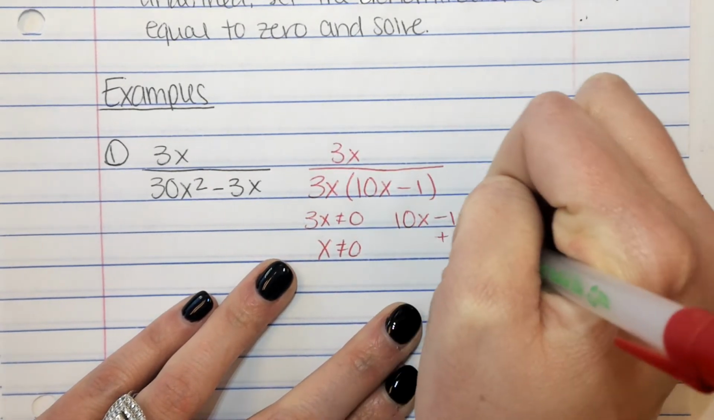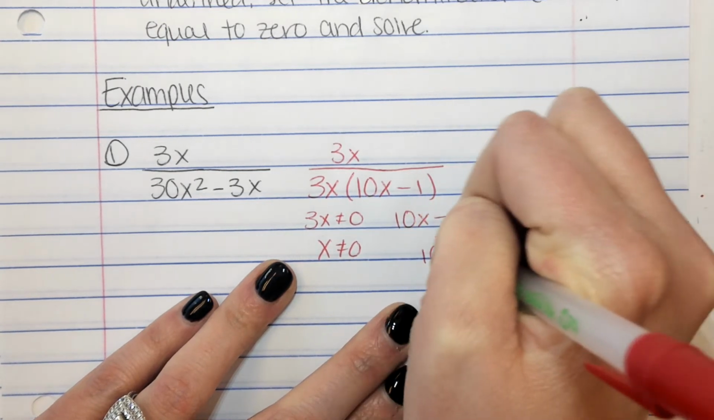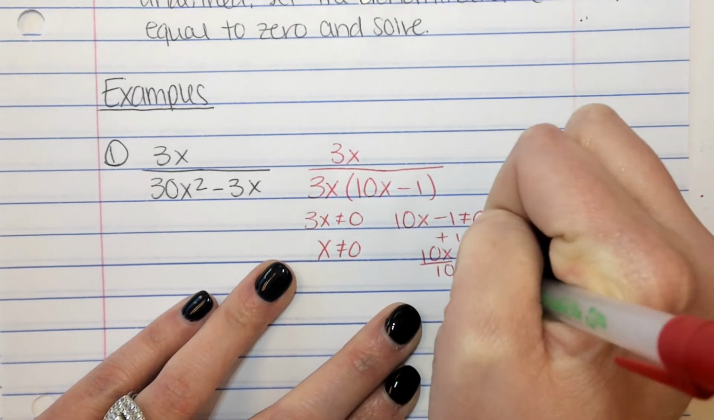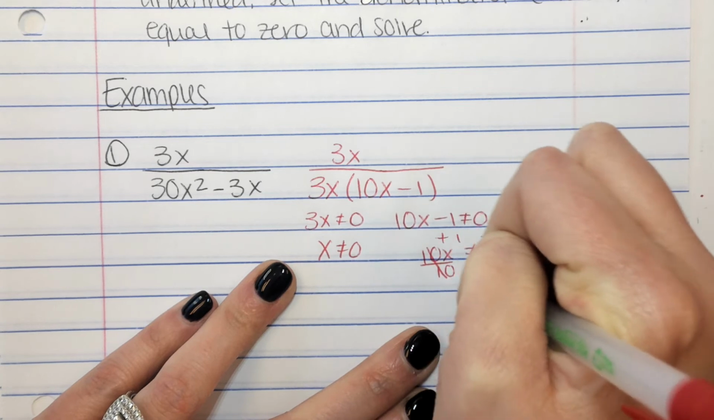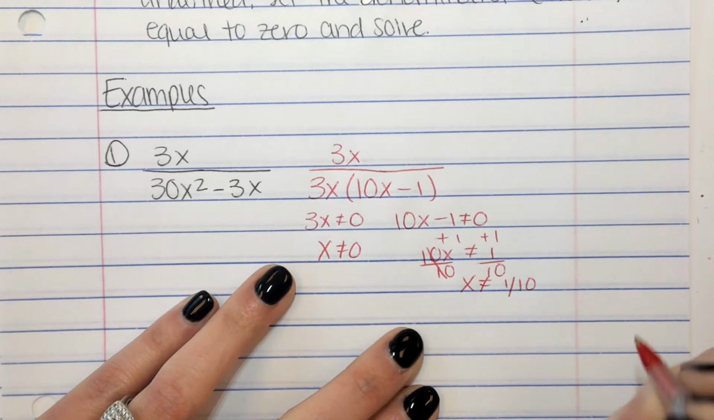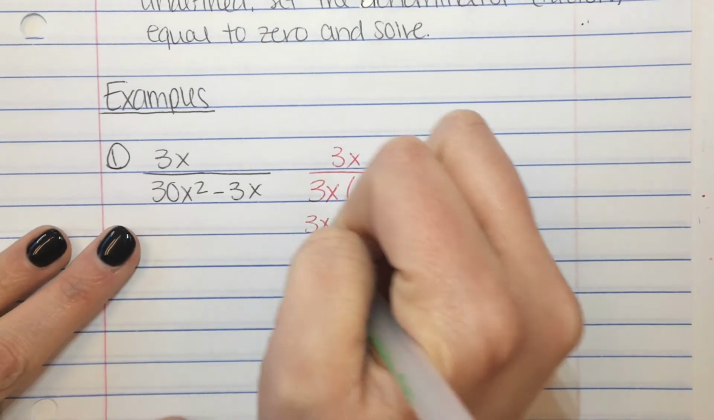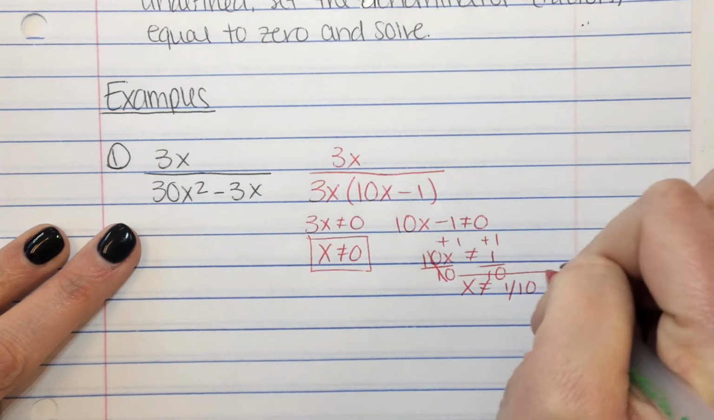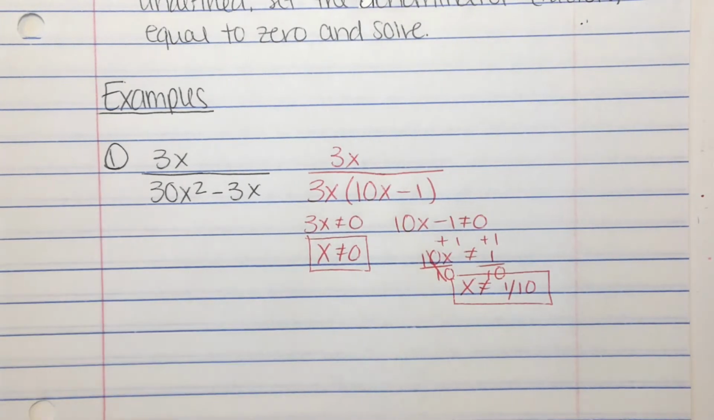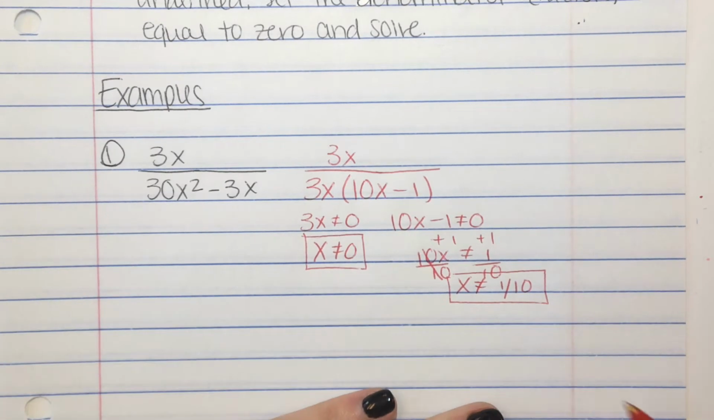Over here, I add 1. I have 10x cannot equal 1 divided by 10, and we have x cannot equal 1/10. Okay, so that's going to be part of your answer. x cannot be 0, x cannot be 1/10. And I think in Math Excel, it'll want you to separate them with a comma, and that's okay. You should be used to that by now.